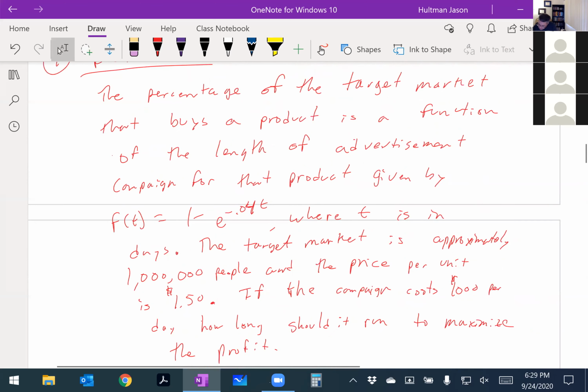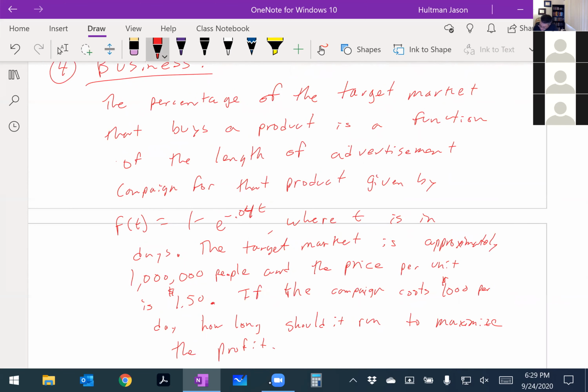So the percentage of the target market that buys a product is a function of the length of the advertising campaign for that product, given by this function here, where t is in days. So the percentage of the target market that buys a product is given by how long it's running.